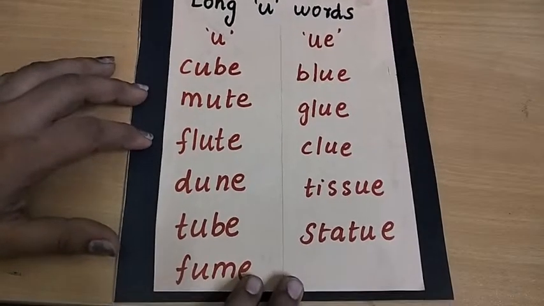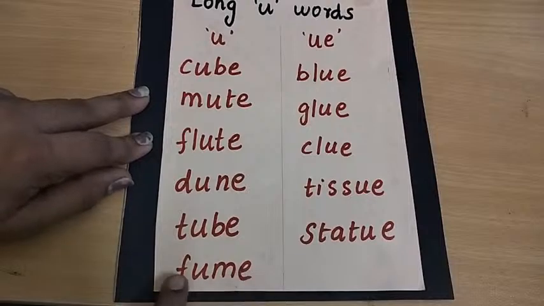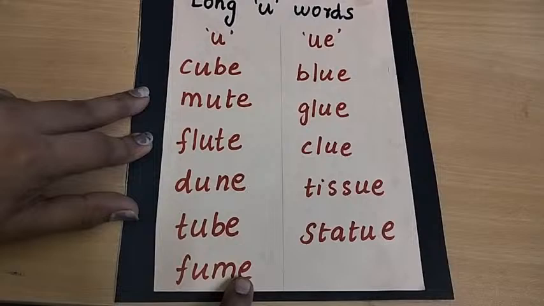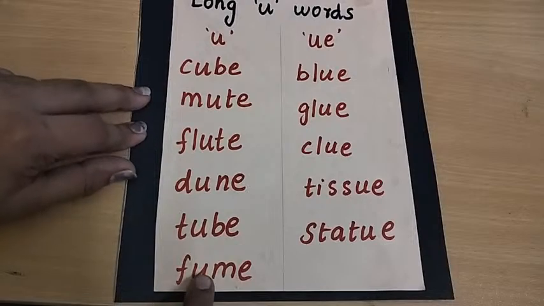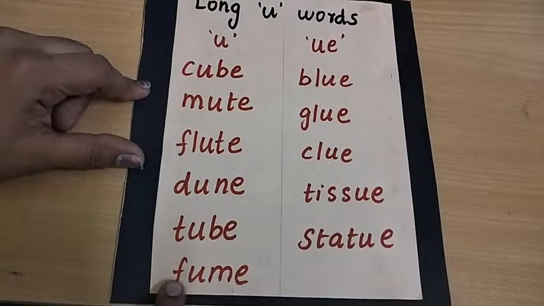Next one, you have the letters F, U, M, E. So the sound of F is F. Next, you have letter E at the end. So the vowel takes its longer original sound. F, U, M. Fume.